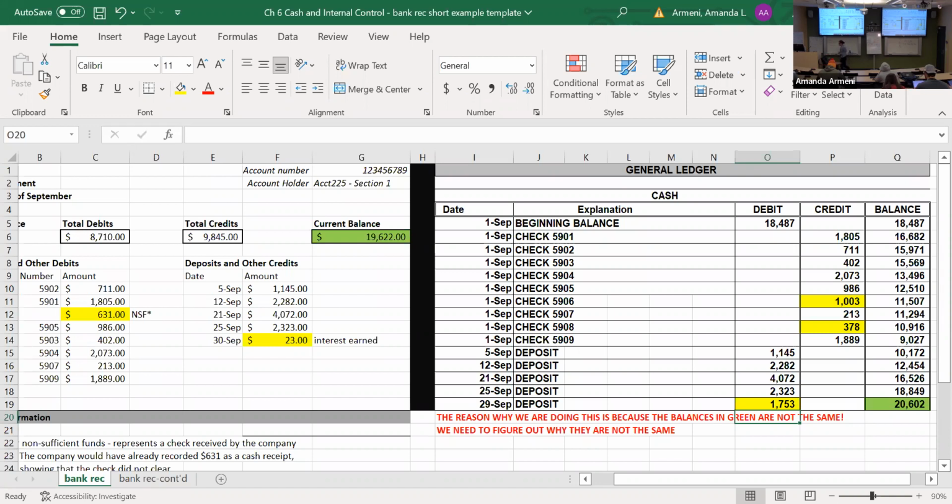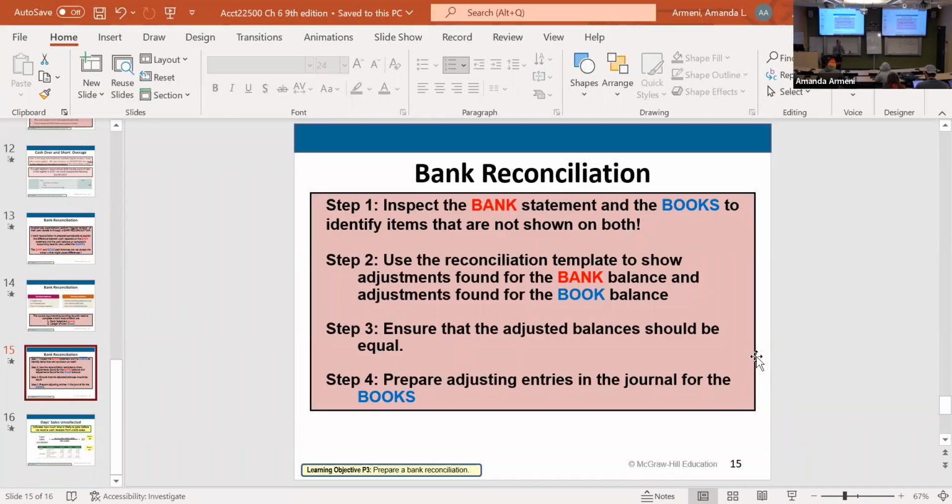Okay. So I like to take things in steps, if you haven't noticed. Step-by-step process. That's how I operate my life. Step one was identify those items. That's the most important step. The rest of it is, now that I know what my reconciling items are, let me just put it in a nice, pretty template. And in that template, ultimately what we want to come up with is that the bank balance and the book balance are equal. We want them to be the same, right?